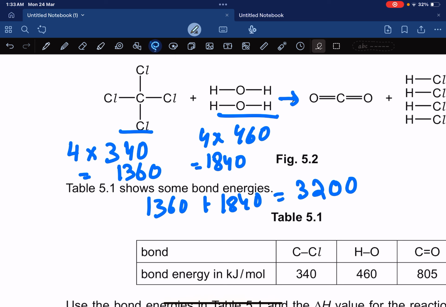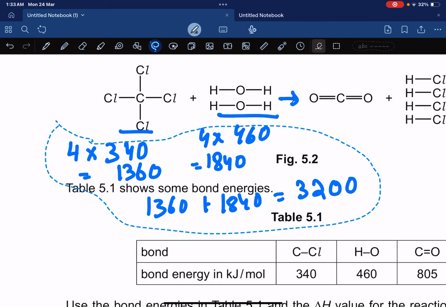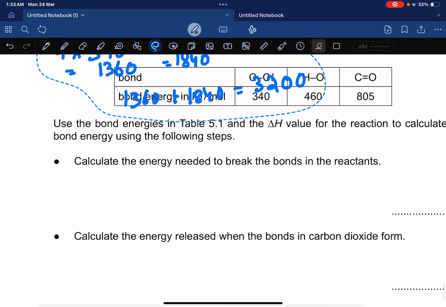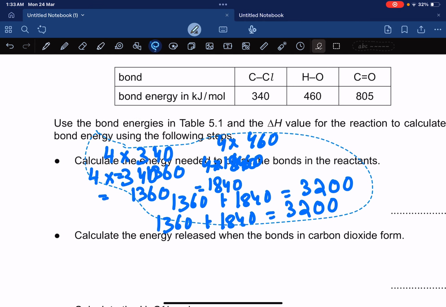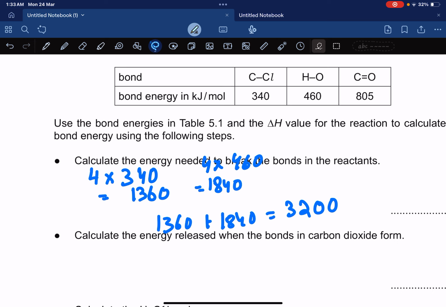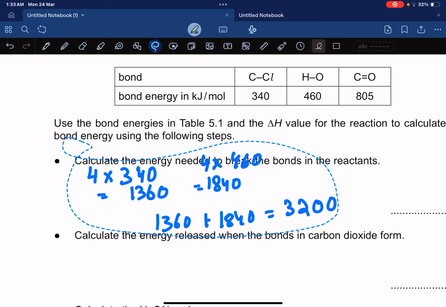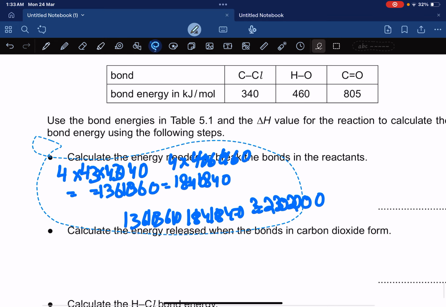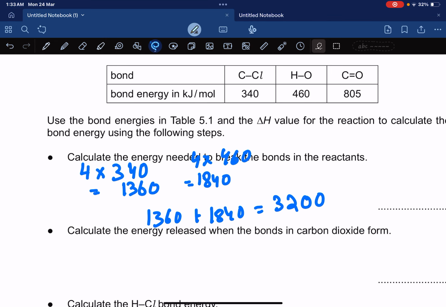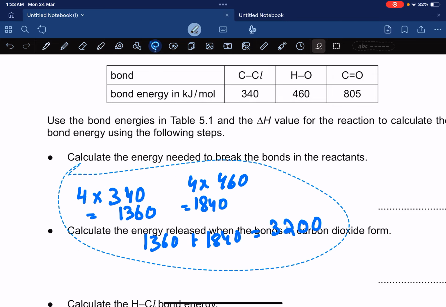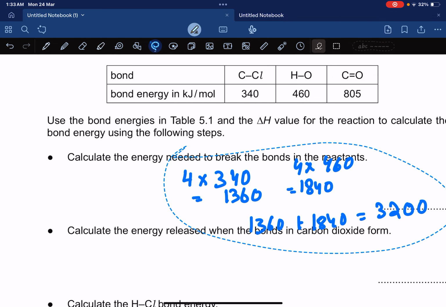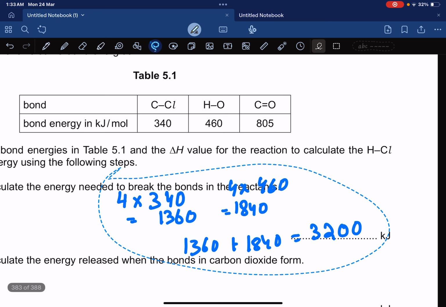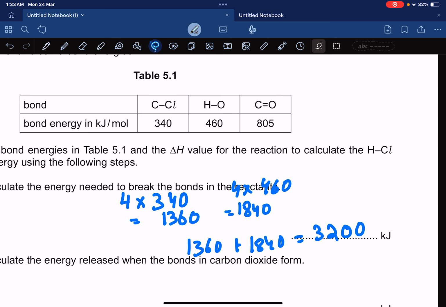So this is going to be your answer. Just copy from here and paste it down over here. This is going to be your answer. I don't know why it's not working. 3200 kilojoules is going to be your answer. Let's move on.